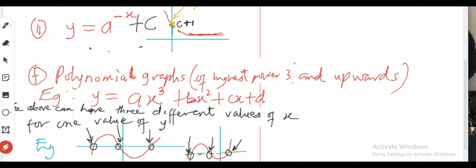The highest power will determine how many places it will cut the x-axis. If the highest power is 3, it will cut the x-axis in 3 places. So you can have 3 different values of x for one value of y. Like here, here, and here. It will be the positions it will cut the x-axis. So these will be the solutions.